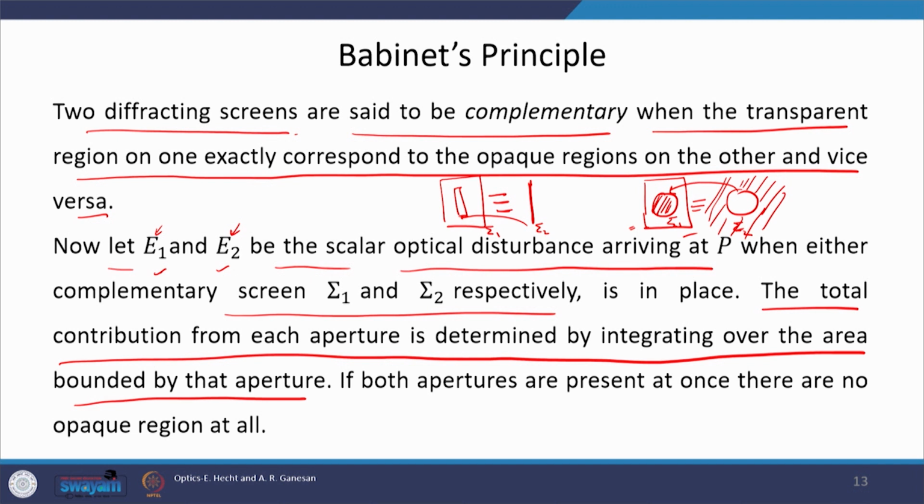This can be understood as follows. Now, suppose this is a circular aperture wherein this portion is opaque. Now, suppose this is a circular disc where this portion is opaque. Now, if both apertures are present simultaneously, then it will lead to a case where everything is open, and we will get no opaque region.